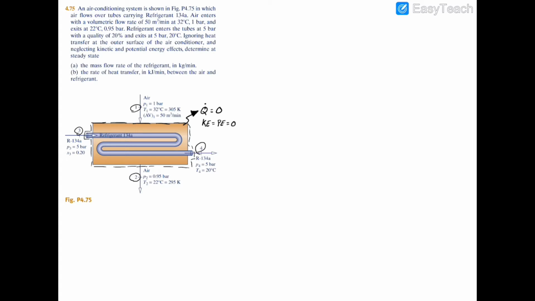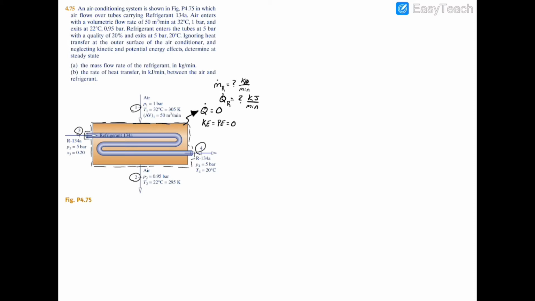So what we're asked to find here is the mass flow rate of the refrigerant in kilograms per minute. I'm going to call that m dot r for refrigerant, and we're looking for the rate of heat transfer, which is going to be on a per unit time basis, which is kilojoules per minute. So we're going to have to find the heat transfer, and it's going to be some number in kilojoules per minute. And this heat transfer is going to be between the refrigerant and the air. So I'm just going to add subscript R here for the refrigerant.